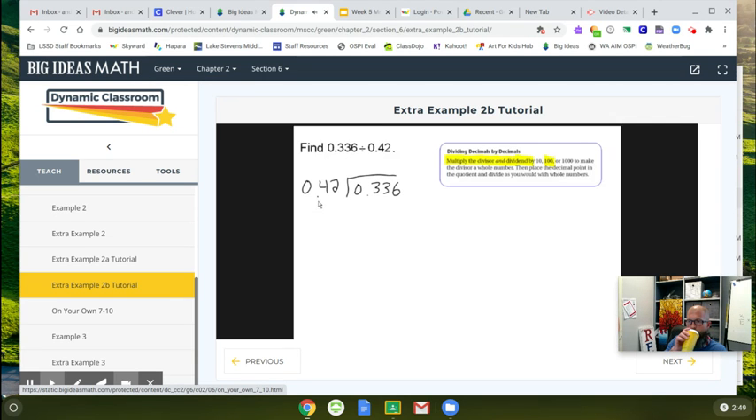When you multiply the divisor by 100, you need to move the decimal place 2 places to the right. When you multiply the dividend by 100, you need to move the decimal place 2 places to the right as well. Now put the decimal point in the quotient above the decimal point in the dividend. Now you divide as you would with whole numbers.